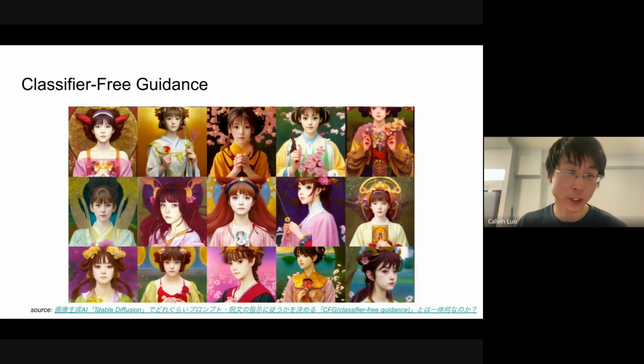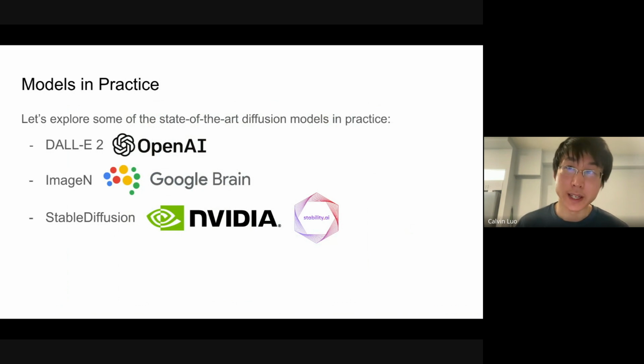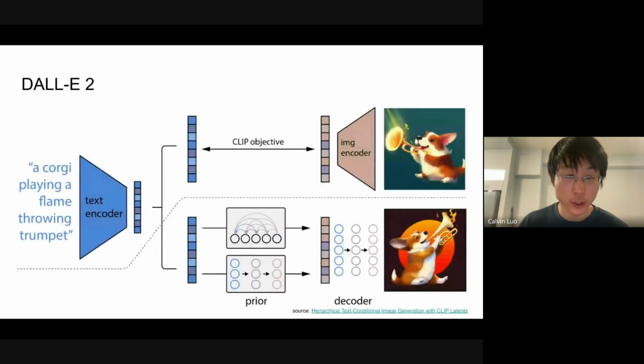You can see some pretty pictures of classifier-free guidance and the images they can produce, right? From Imagen, their website, right? They can condition on text and generate fancy images. And I guess for the final part, we can try to explore some state-of-the-art diffusion models in practice, and sort of connect what we've just learned with what's actually being used. So maybe we cover DALL-E 2, Imagen, and Stable Diffusion.